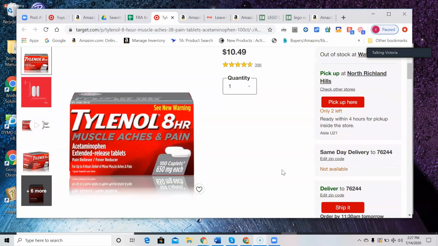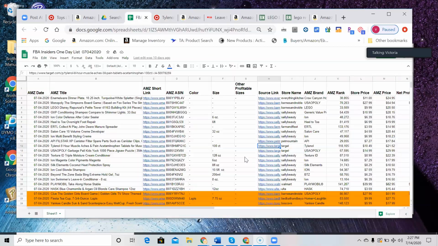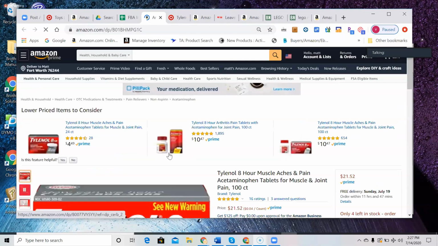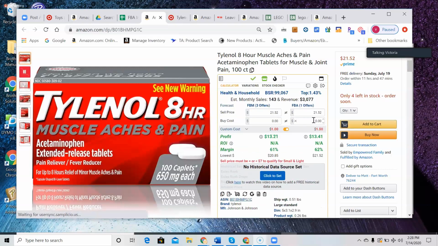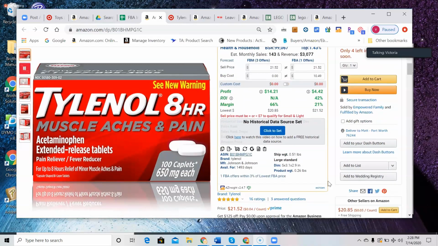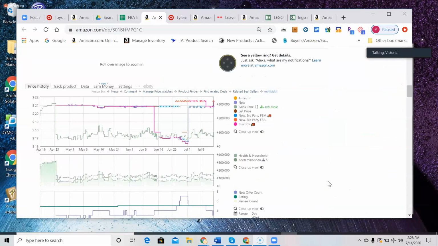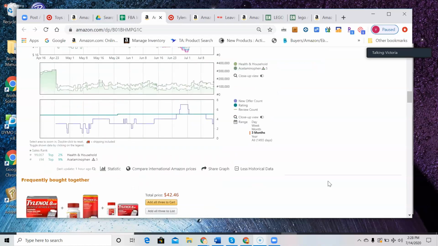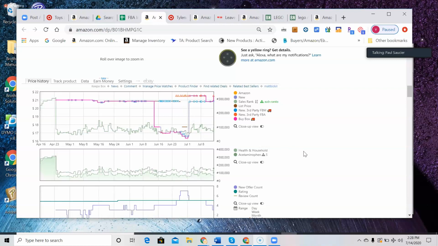So this one is Tylenol from Target. It's 100 capsules for $10.49. And I'm always kind of amazed what's on this list, like Tylenol. When I'm out RA, I never pick up Tylenol and check it. So the OA lead list has also helped me in my RA shopping because it just shows me how much more is on Amazon.